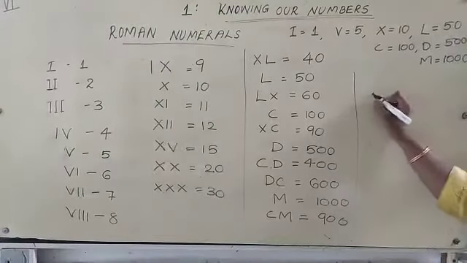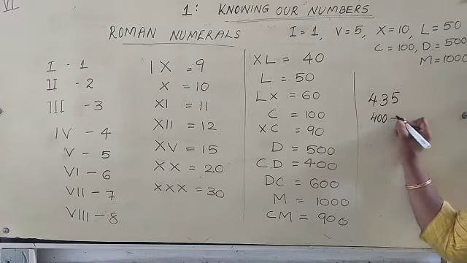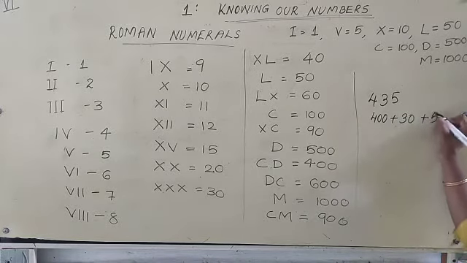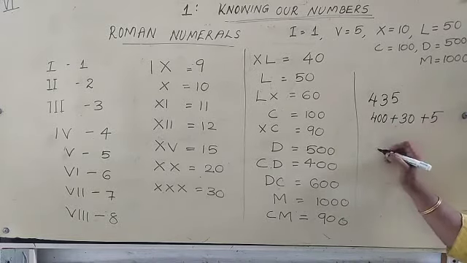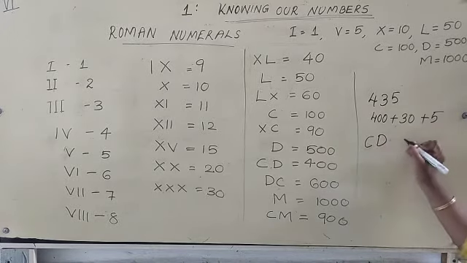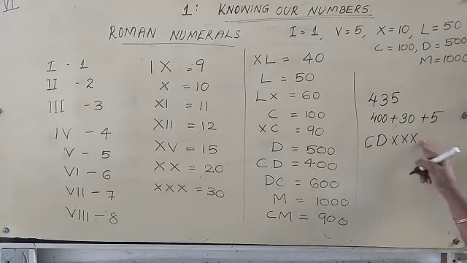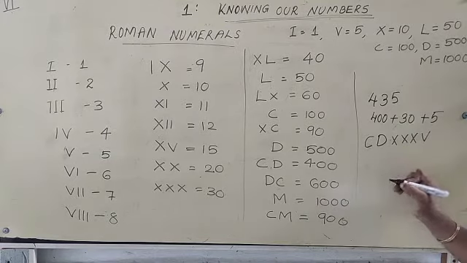Let us write some numbers. 435. 400 plus 30 plus 5. 400, how to write 400? D is 500. Then CD, 400. 30 means XXX. 5 is V. So this is 435. We can write any numbers like this.